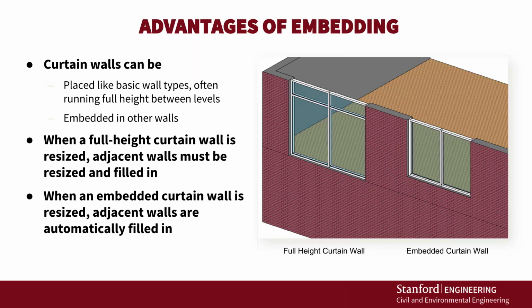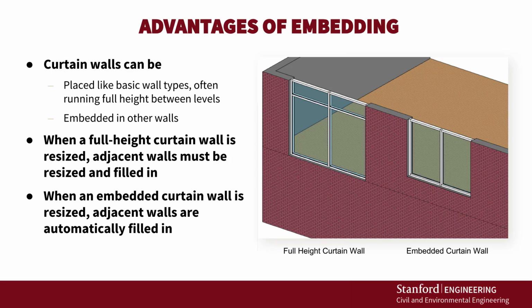When a full height curtain wall is resized, the adjacent walls must be resized and filled in. But the advantage of an embedded curtain wall is that when it's resized, the adjacent walls are automatically filled in for you. In the image on the right, we're looking at a full height curtain wall, which runs all the way from one floor level to the level above.